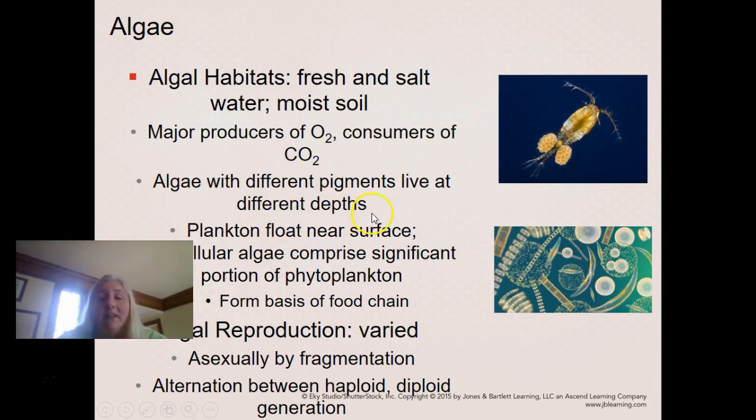Different algae live at different depths. The different depths allow them to take in sunlight at different levels, so different rays. Because of this, they have different pigments. Planktonic algae are algae that float near the surface. They are unicellular, and a lot of them don't have the ability to move. They use little gas vacuoles to move up and down, but that's about it.